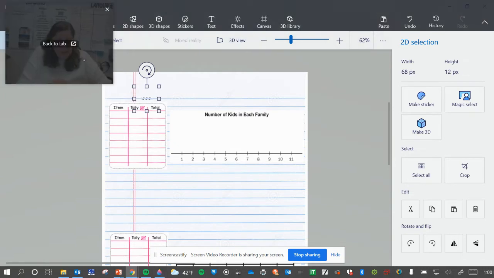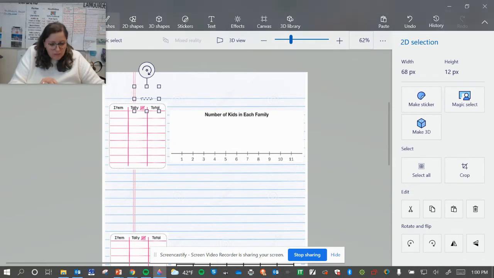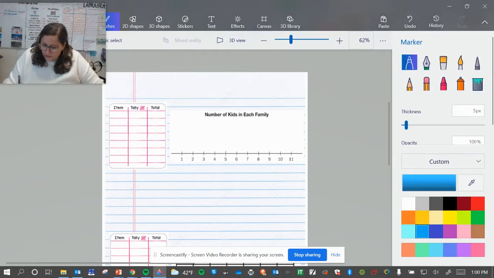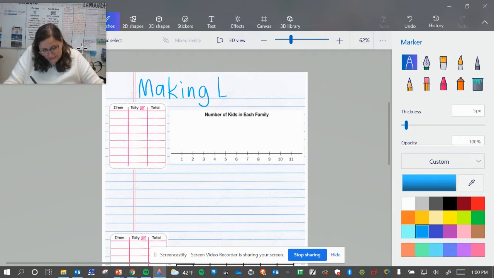Miss Hargrove. Miss Hargrove, what is the deal here? There we go. Okay. Making line plots.